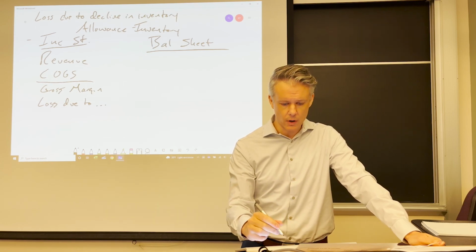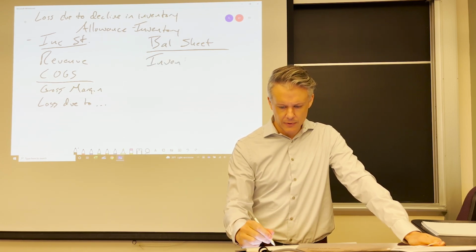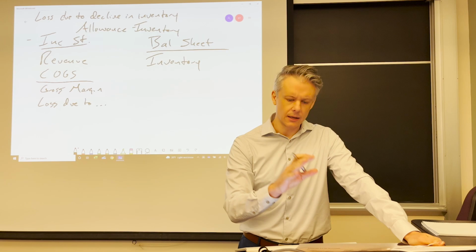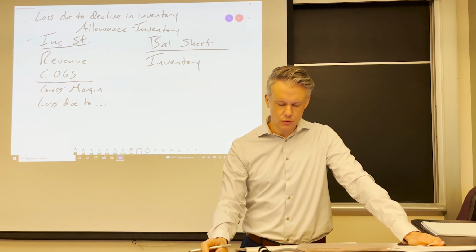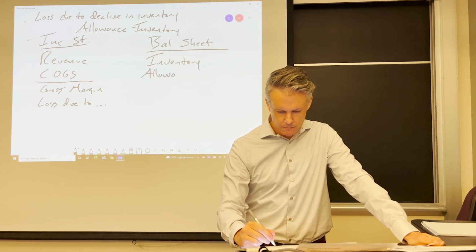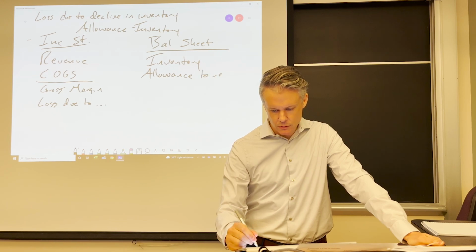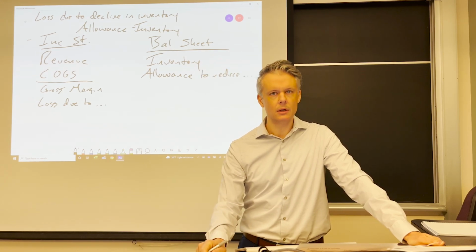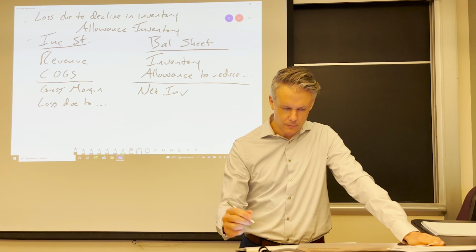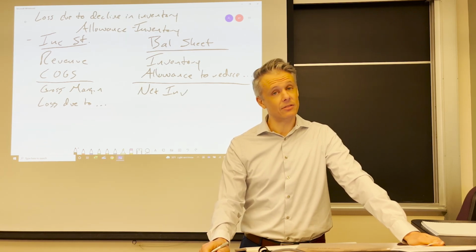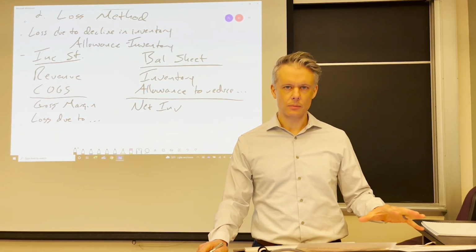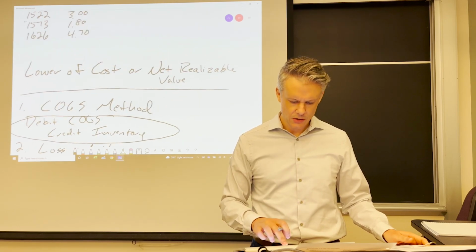This operates the same way. We would have inventory on the balance sheet, what we paid for it at the original cost, and then if we have a loss due to inventory decline, we would see that allowance to reduce inventory here. And then we would have net inventory at the lower of cost or net realizable value.